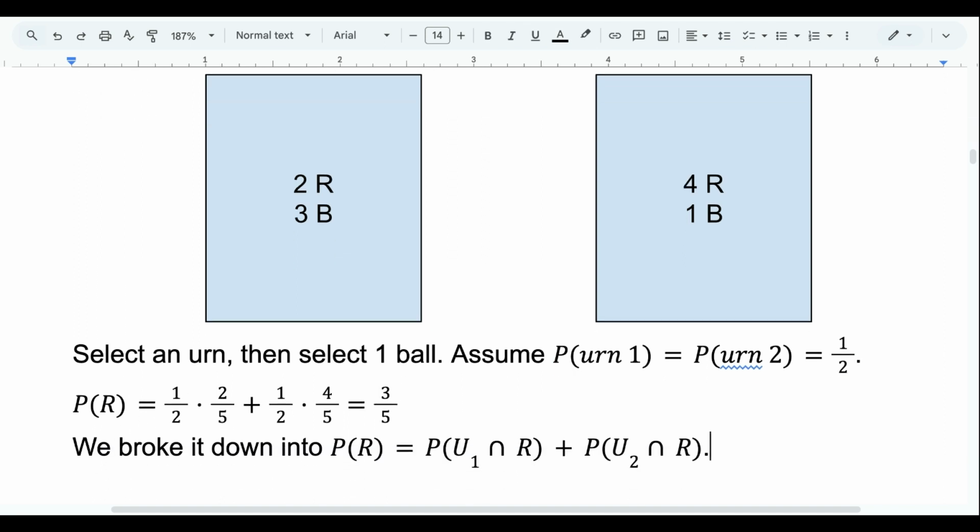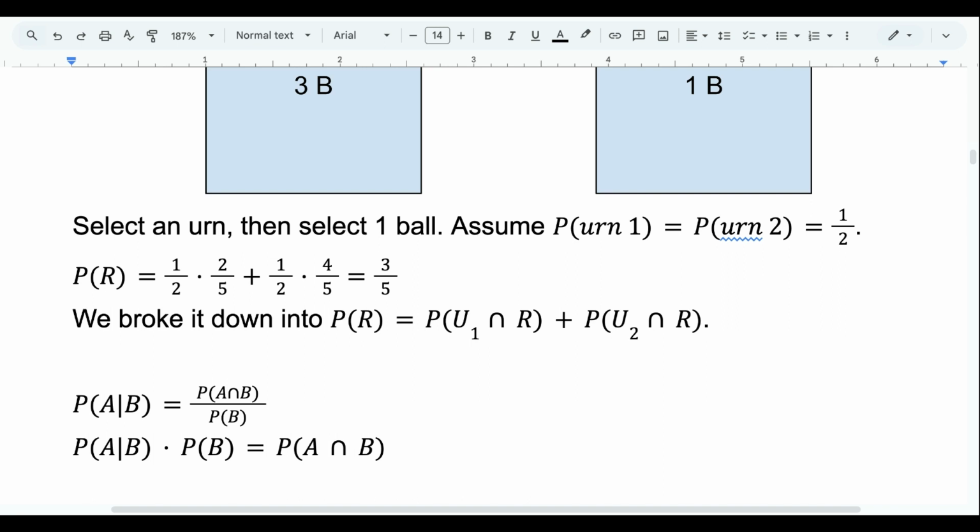And so, how did we calculate the probability of red? We looked at the cases there. We could have gotten red from urn 1 or red from urn 2. So it's the probability of urn 1 and red plus the probability of urn 2 and red.